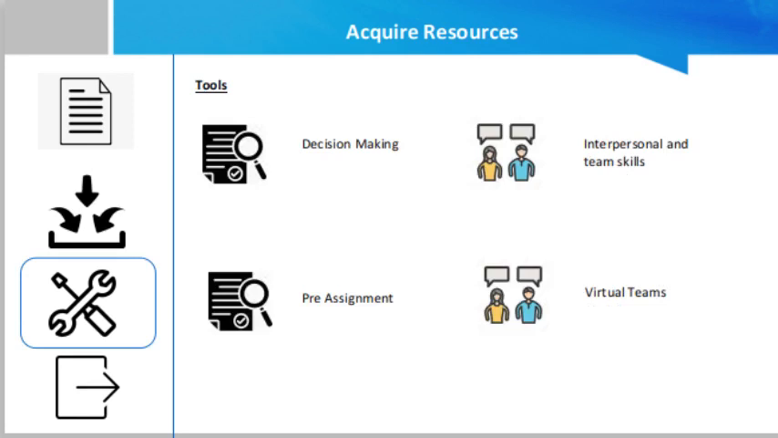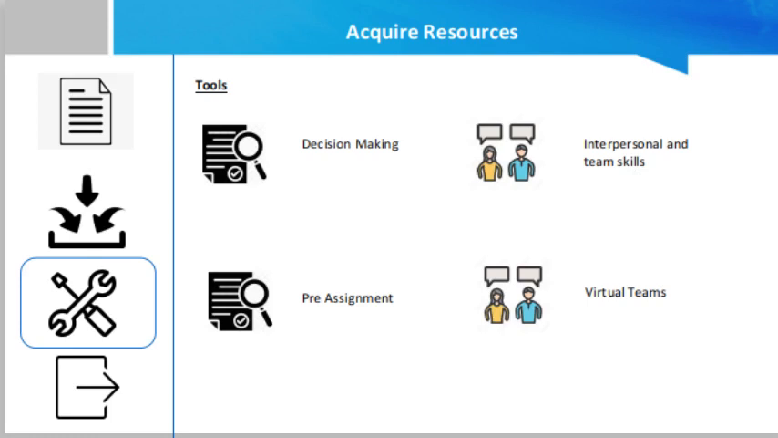Now, the tools which are used in this process are decision making techniques. Techniques that can be used in the Acquire Resources process include but are not limited to multi-criteria decision analysis. Selection criteria are often used to select physical project resources or the project team. Then the interpersonal and team skills that can be used for this process include but are not limited to negotiation. Many projects need to negotiate for required resources.